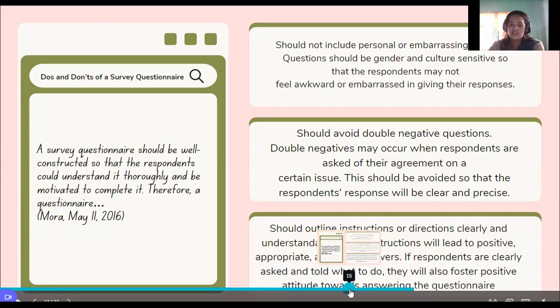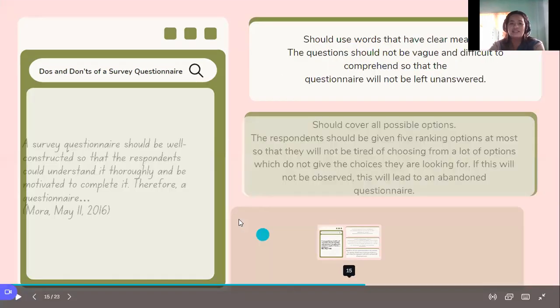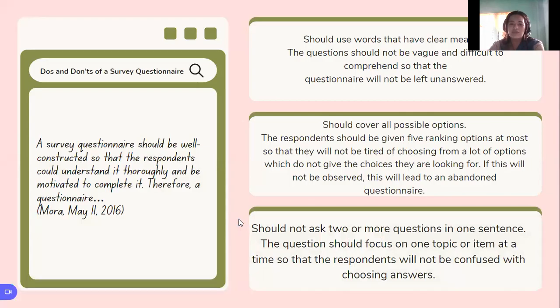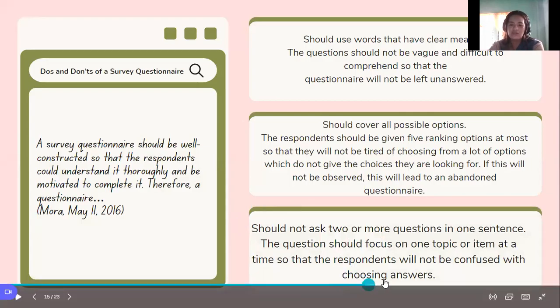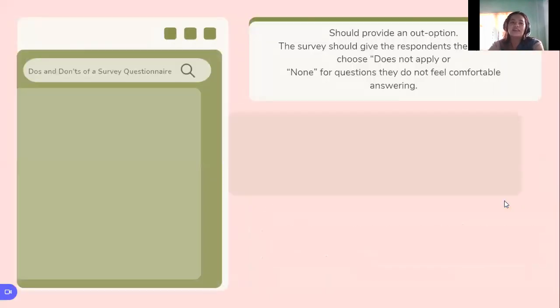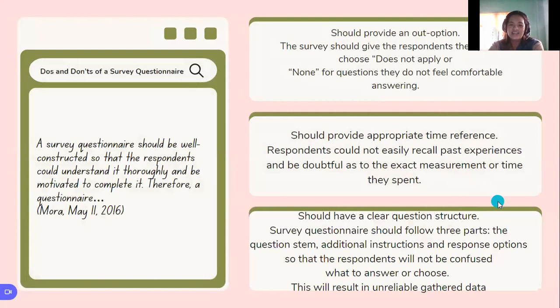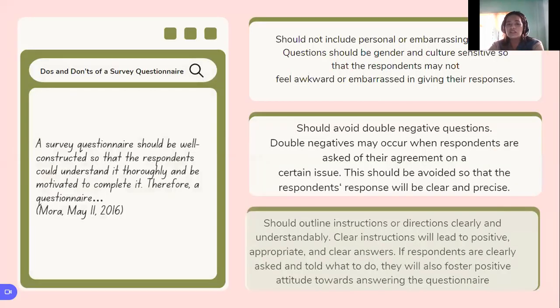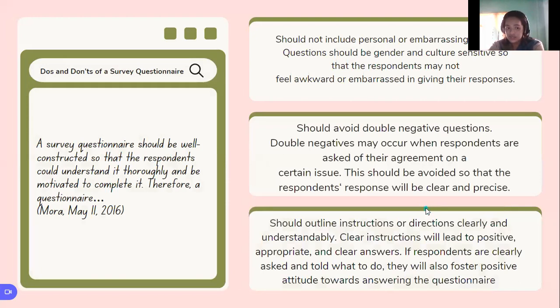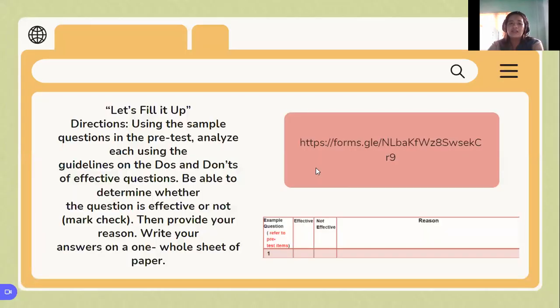Okay, so first, these are the first three. You can pause from there so that you will see what you have to do. Okay, the first three, the second three, and the last group, so that you will be able to make sure that your survey questionnaires are well constructed and the respondents will be able to understand it thoroughly, and of course be motivated to complete answering your survey questionnaire.